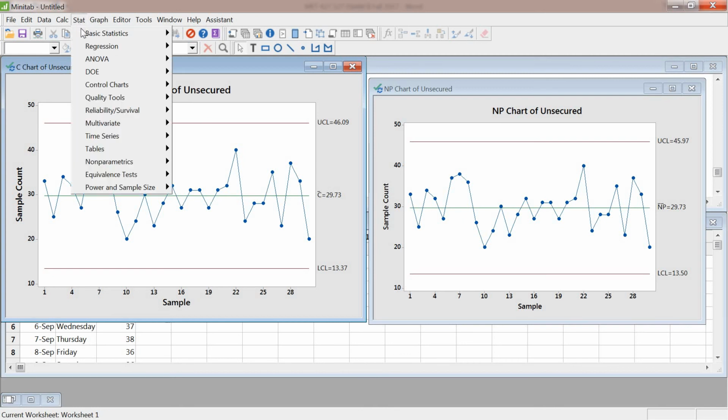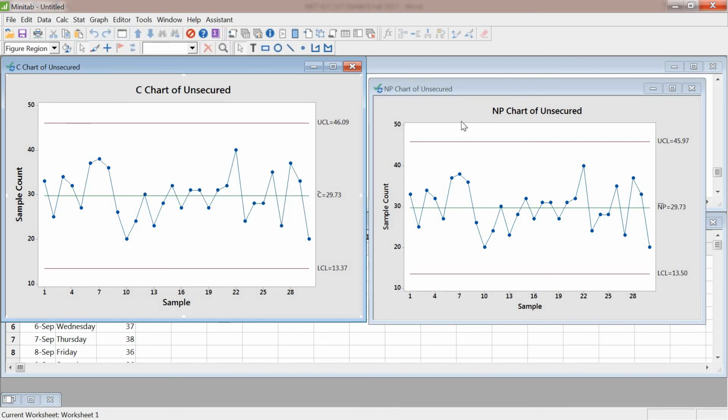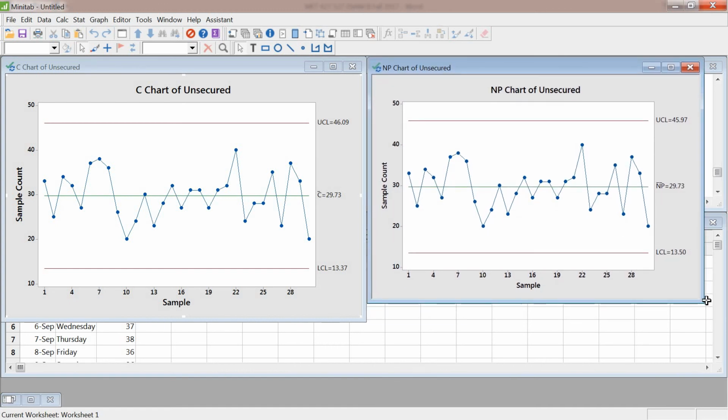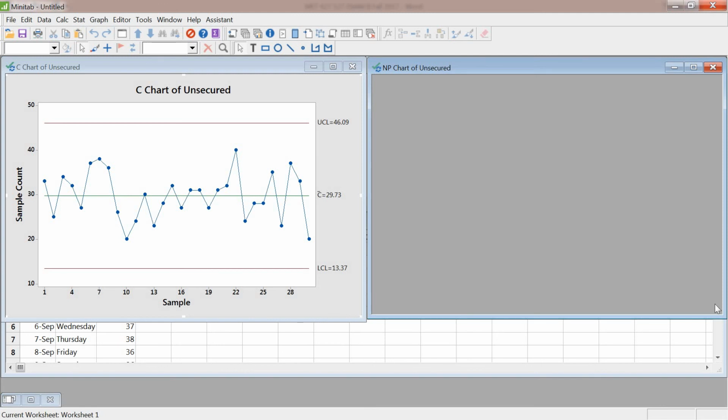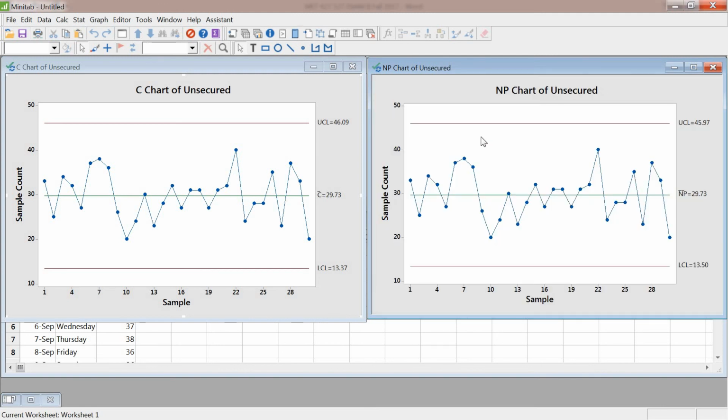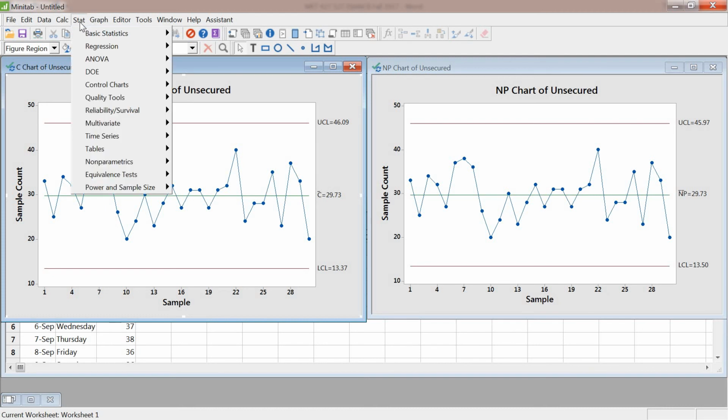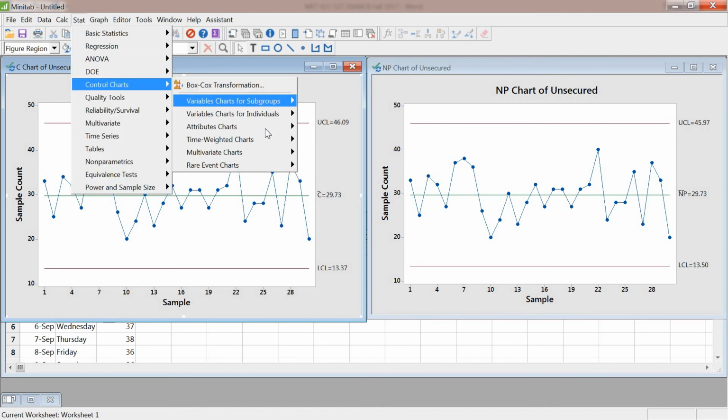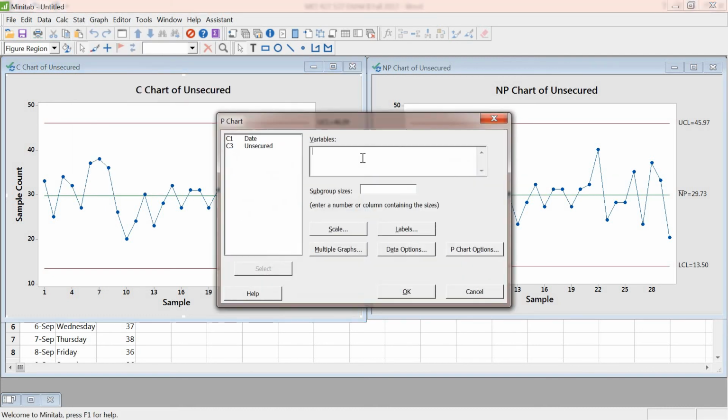Now these are the NP chart and P chart. It's easy to understand how many doors are unlocked. So when the security office wants to see, they say okay, a total of 30 doors are found unlocked on average each night at the MSU campus. So it's kind of easy to say. Now if you are interested in proportion or percentage, you can always create the P chart or U chart.